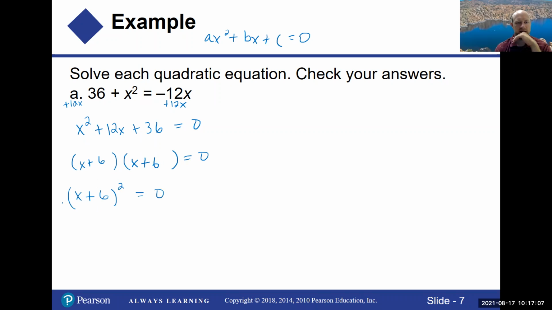And then to solve this, I would actually take the square root because it's a square. So I'd have x plus 6 equals 0. Well, then x equals -6.